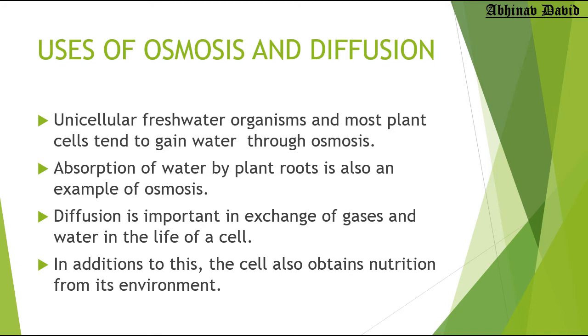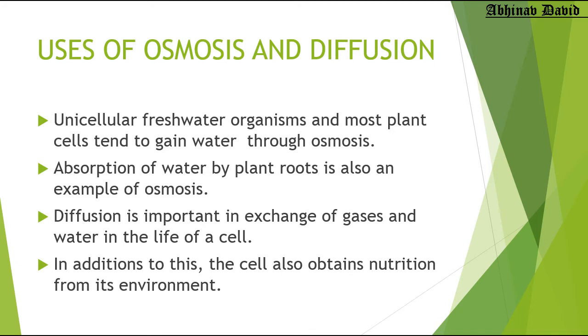Okay, so exchange of gases, like we know that in our body we take in oxygen and give out carbon dioxide, is a process because of diffusion. In plants also, plants need carbon dioxide for photosynthesis and they give out oxygen, so they also exchange gases, and this exchange of gases is because of diffusion. So these are the examples of diffusion given in your NCERT. In addition to all these examples, the cell also gets nutrition from the environment, and that is also by the process of either diffusion or osmosis.